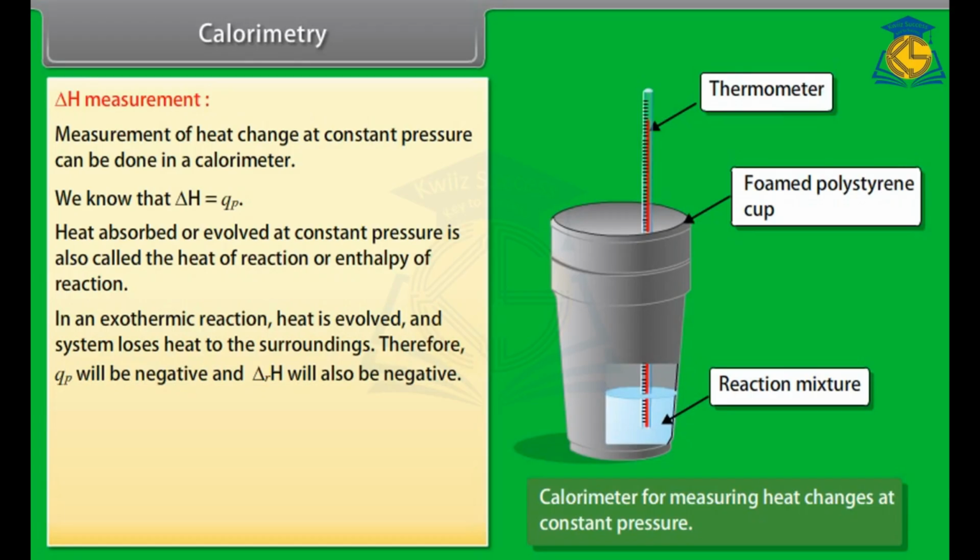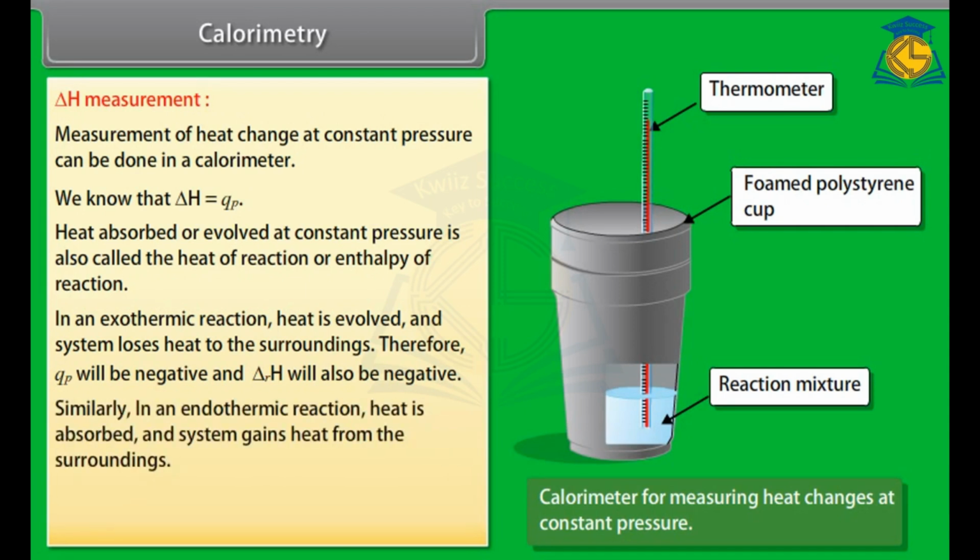Therefore, Qp will be negative and delta H will also be negative. Similarly, in an endothermic reaction, heat is absorbed and the system gains heat from the surroundings. Therefore, Qp will be positive and delta H will also be positive.